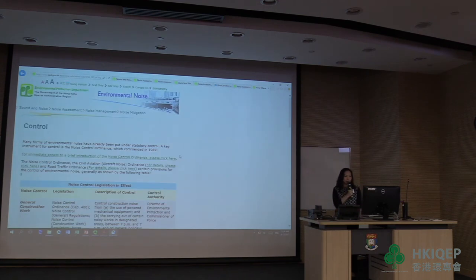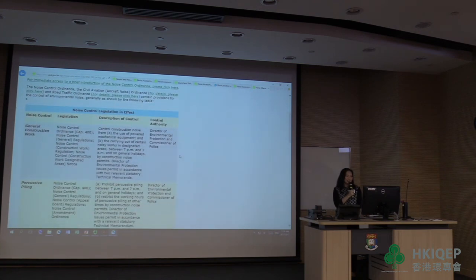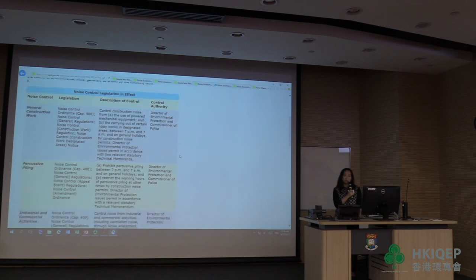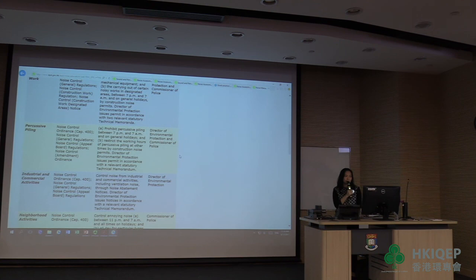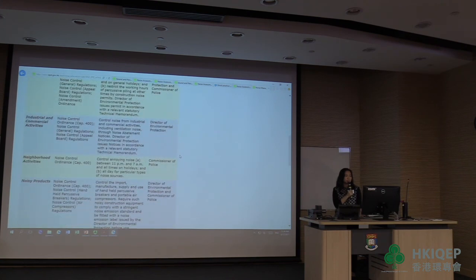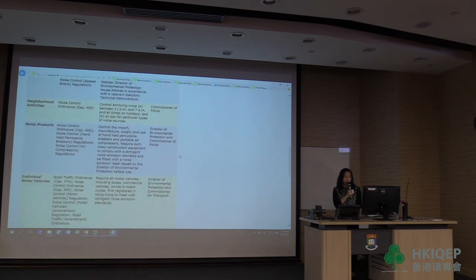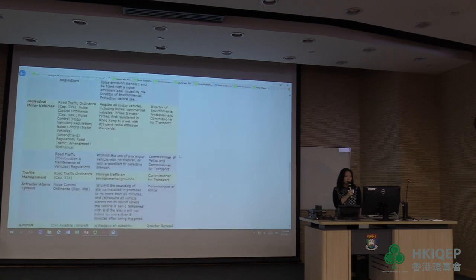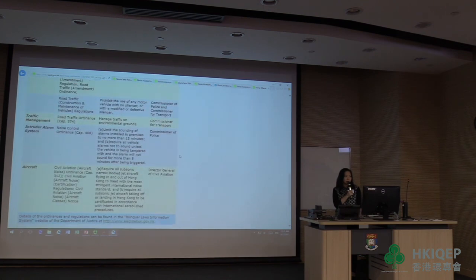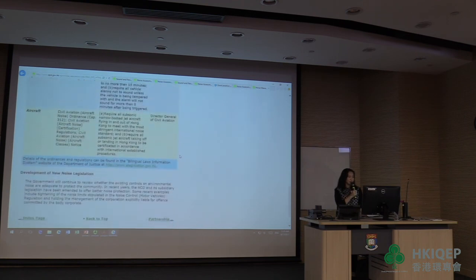Control, in fact, covers all the noise control legislation in effect, including the noise legislation for general construction work, and percussive piling, which requires the contractor to apply for a construction noise permit before they can operate the percussive piling machine, and also industrial and commercial activities, and neighborhood activities, which are controlled under the Noise Control Ordinance, and noisy products, individual motor vehicles, traffic management, intruder alarm systems, as well as aircraft noise, which is controlled under the Civil Aviation Ordinance.